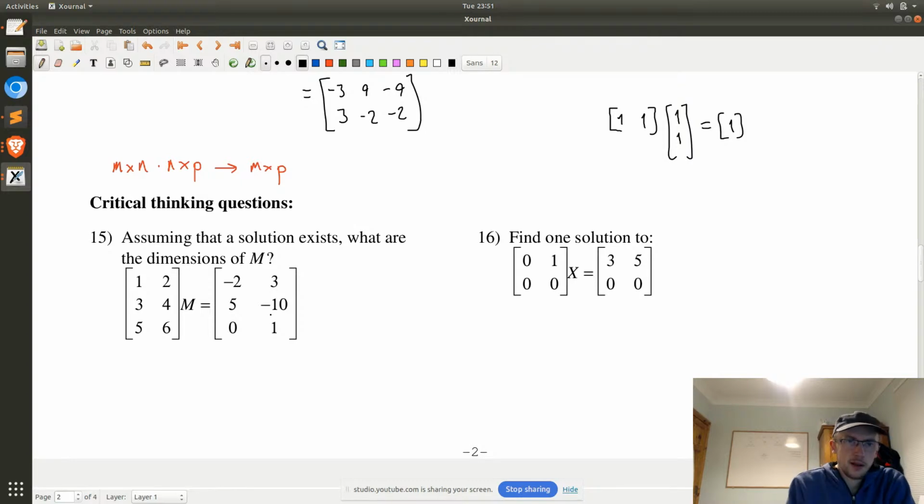Okay, so the thing on the left is 3 by 2. M, we don't know. The thing on the right is 3 by 2. So what has to go here? Well, it has to be 2. What has to go there? Well, it has to be 2. So M is a 2 by 2 matrix.